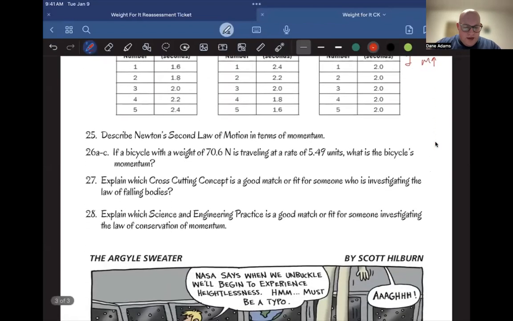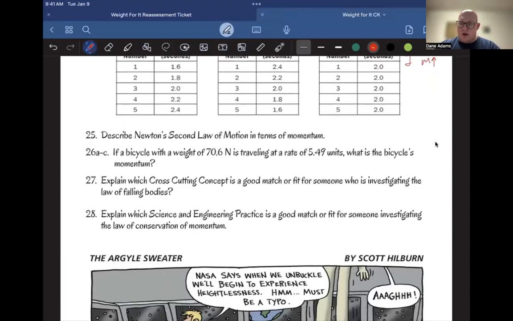Number 25 reads, describe Newton's second law of motion in terms of momentum. Again, this was one we kind of struggled with, okay? A lot of us resorted to Newton's first law again. I'm not entirely sure why you remember Newton's first law so well, because it popped up over and over again, and you kept kind of sliding it into places it really didn't belong. So let's kind of get that out of the way.